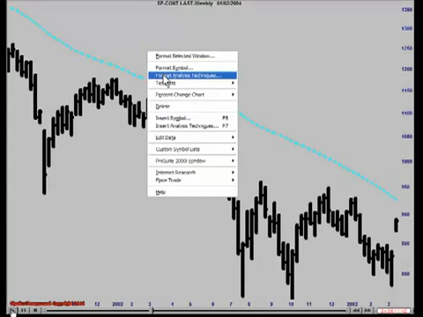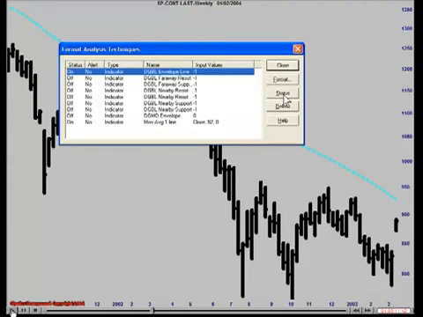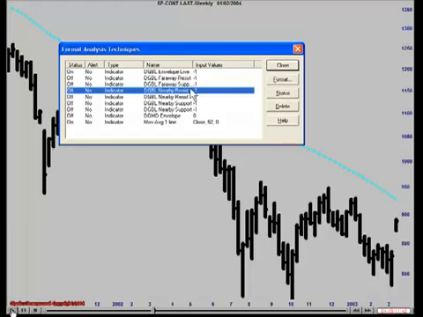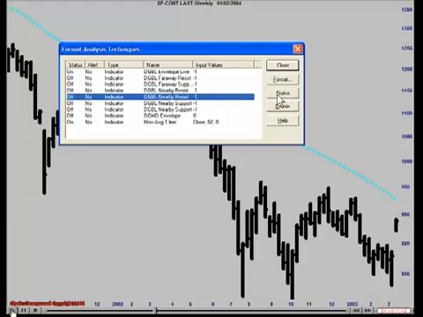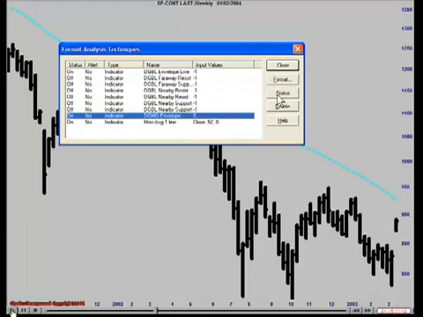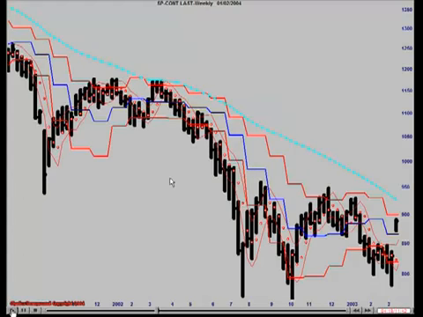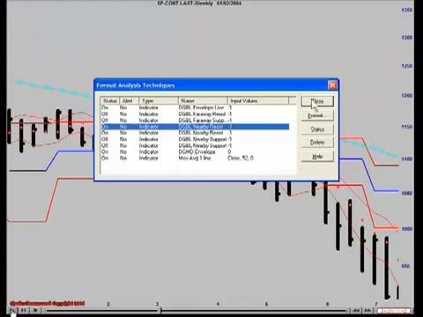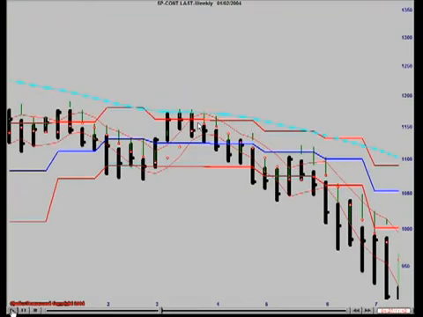Now, analysis. Turn on the envelope and nearby resistance and support. Turn the monthly envelope on. See what we've got. Maybe I better blow that. Turn on the nearbys. Okie dokie. There's your 52-week moving average.